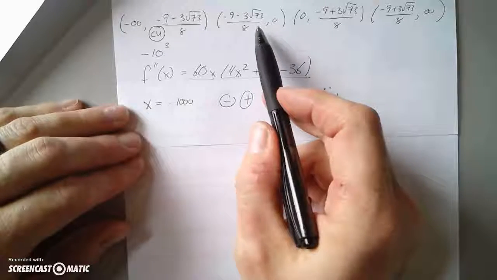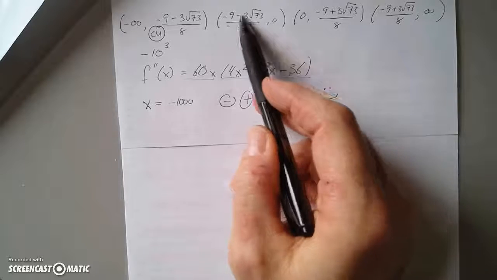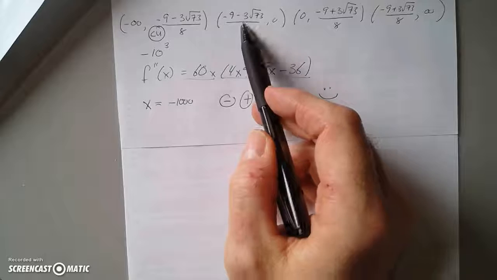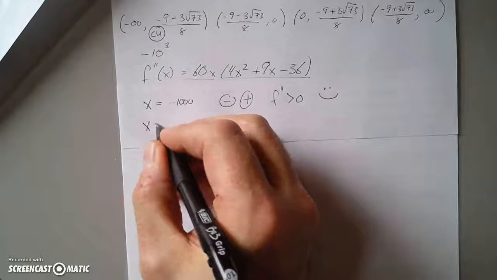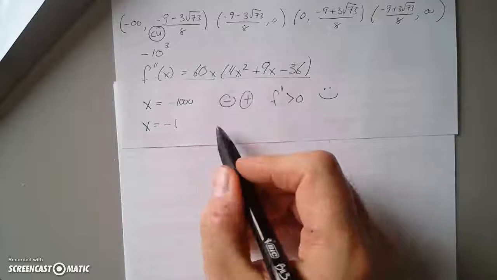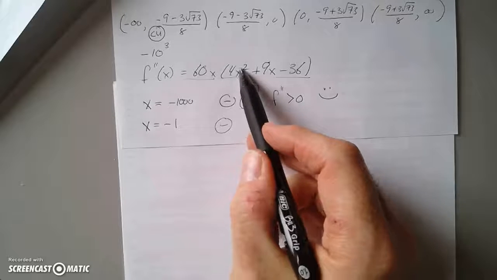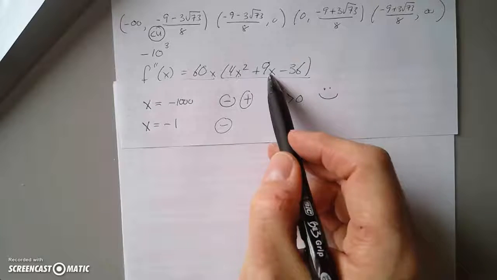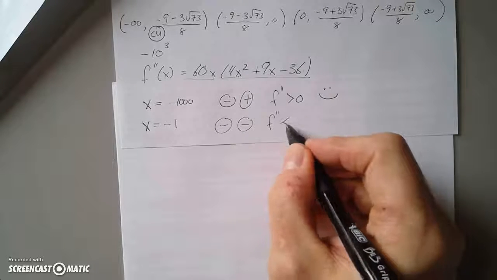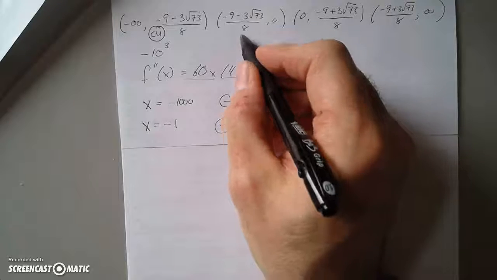What about here? Gosh, another ugly interval. Well, again, this is like 8. That's like 24, -30 something over 8. It's more negative than -1. So I'll choose -1. I don't really care what it equals. This part's going to be negative. It's -60. -1, but that's squared. So it's 4 minus 9 minus stuff. Negative. So f double prime is negative. That's a frowny face. Concave down.